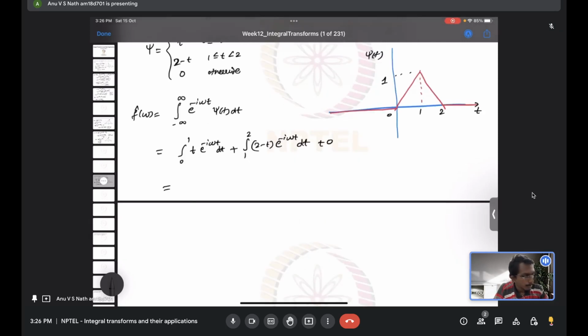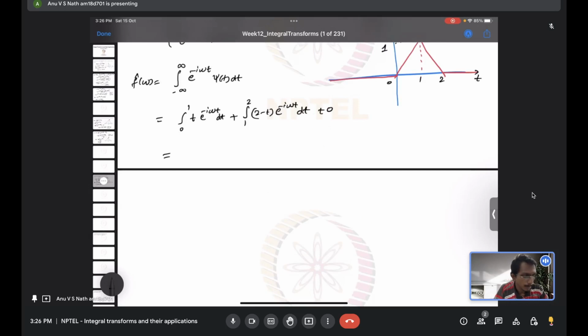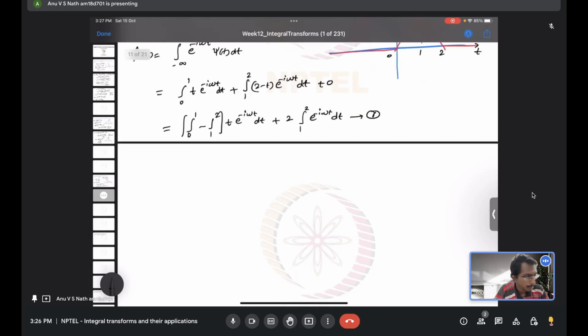So now, before doing this expression, we can split it again: integral 0 to 1 of t e raised to minus i omega t dt, subtracted from the integral of 1 to 2 of t e raised to minus i omega t dt, plus 2 times the integral 1 to 2 of e raised to minus i omega t dt. Let me call this expression 1. The integral of an exponential is easy, but t times exponential is a little more involved. Actually it's easier, but we have to just evaluate it.